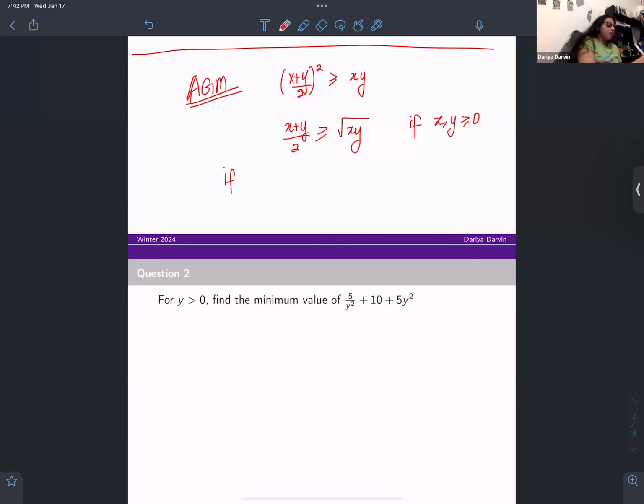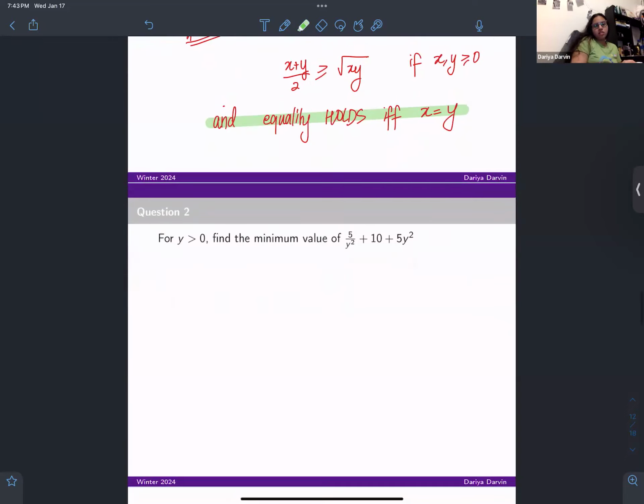And also, don't forget there is a condition: equality holds, and this is very important, if and only if x equals y. Do not forget this line in AGM. A lot of people forget this and make a lot of mistakes, okay?